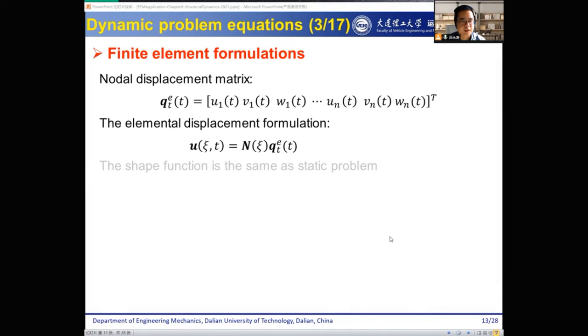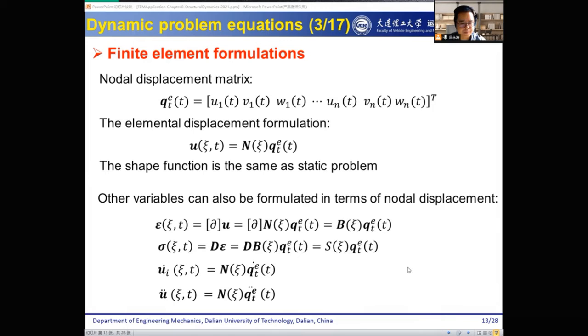Then let's have a look at the finite element formulations. This is our previous knowledge, and now we look at how we apply it to solve dynamic problems. For the FE calculation, we need to write out the node displacement matrix. Here you see we have the displacement in three directions: U1, V1, W1, and we have the element displacement formulation, which we write in terms of the shape function and the node displacement matrix.